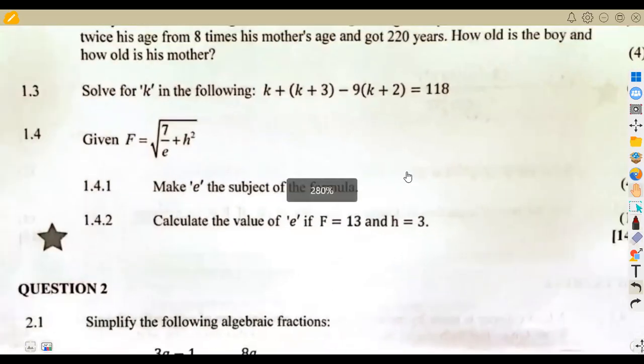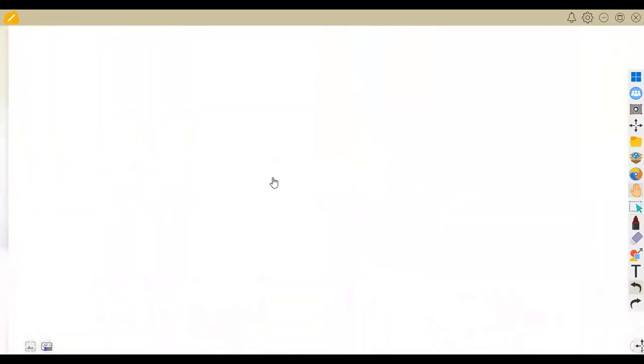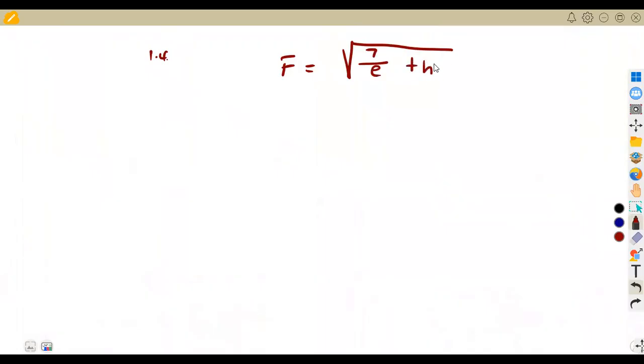All right, then on the other part, they are saying here, given this formula, make A the subject of the formula. Let us just have this question aside so that we can properly see it. That was question 1.4, where we are given that f is equal to the square root of 7 over A plus h squared, like this. And what we want here is to make A the subject. How can we do that?